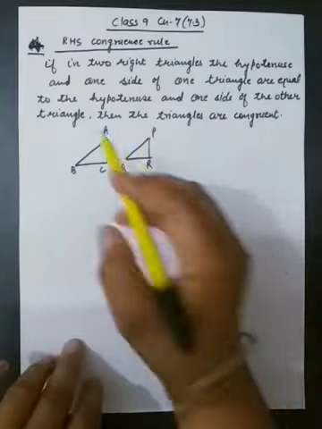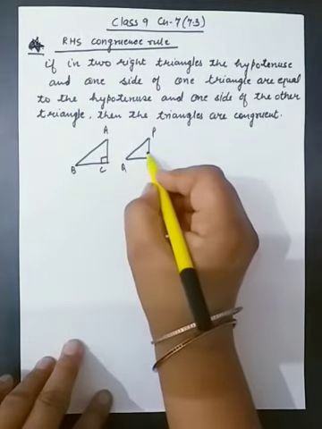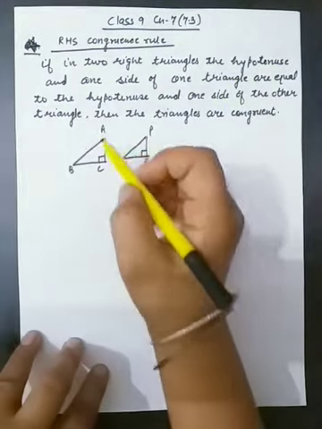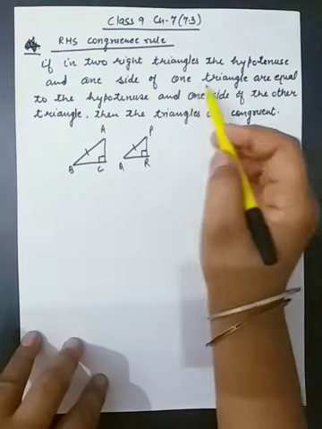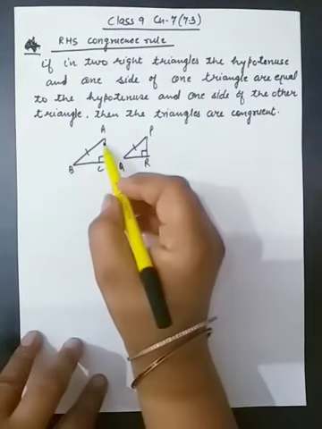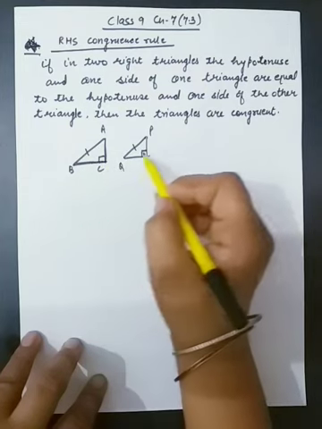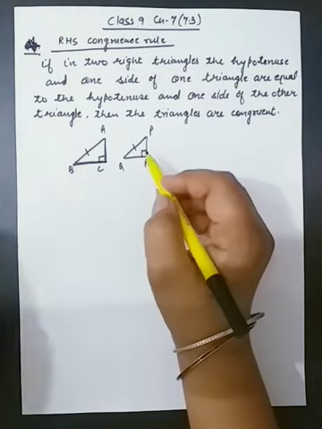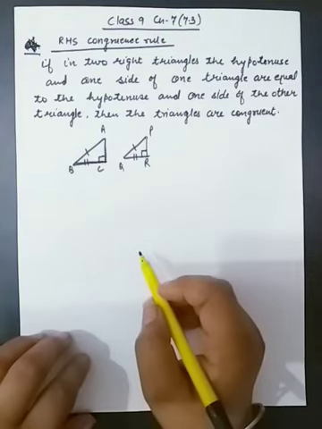Now what is this condition? If in two right angle triangles, meaning इस condition के लिए our triangles must be right angle triangles, the hypotenuse and one side, hypotenuse को equal होना चाहिए and one side of one triangle are equal. अब इस triangle की remaining two sides में से कोई भी एक side second triangle की remaining two sides में से किसी भी side के अगर equal हैं, then the triangles are congruent.